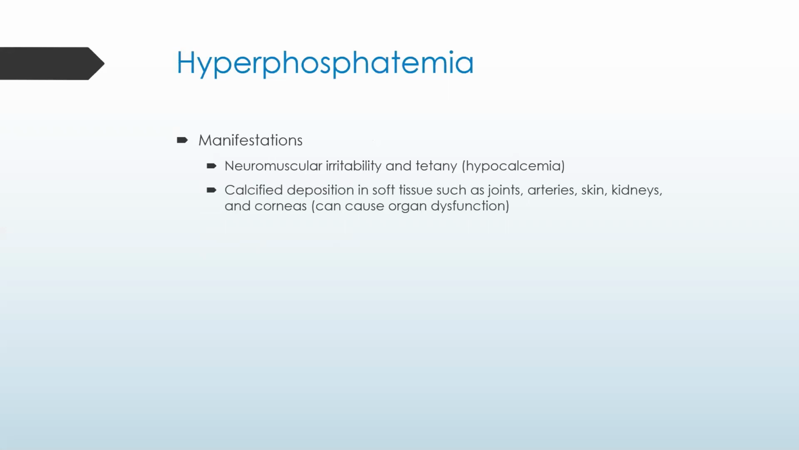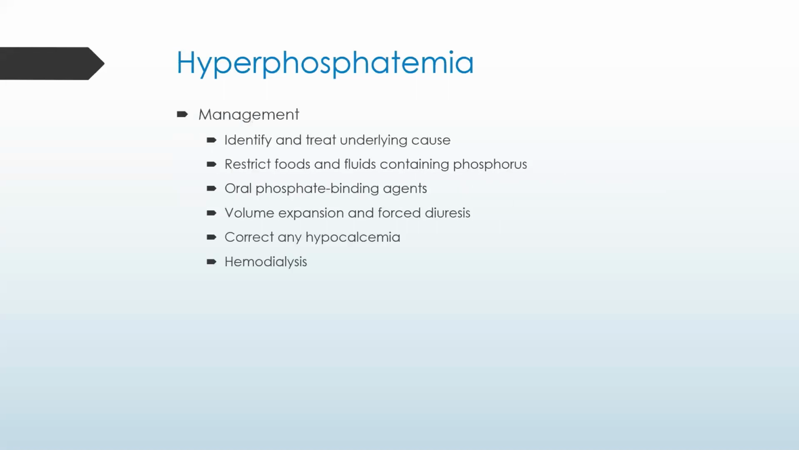Hyperphosphatemia is often asymptomatic unless calcium binds with phosphate, leading to manifestations of hypocalcemia. These manifestations include tetany, muscle cramps, paresthesias, and seizures. Long-term increased phosphate levels result in the development of calcified deposits outside of the bone. These calcium deposits can be found in soft tissues such as joints, arteries, skin, corneas, and kidneys, and produce organ dysfunction, notably renal failure.